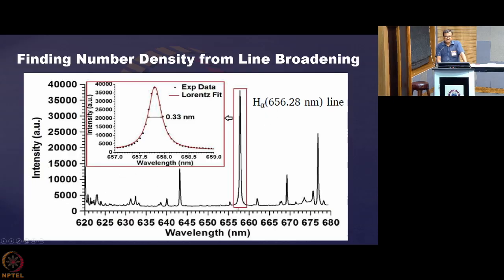What you are seeing is that this zone is expanded over here, and this is the shape of the intensity profile of that line. The full width at half maxima, this width, is around 0.33 nanometer. So to measure the width with sufficient accuracy, you need a spectrometer which has that much resolution.